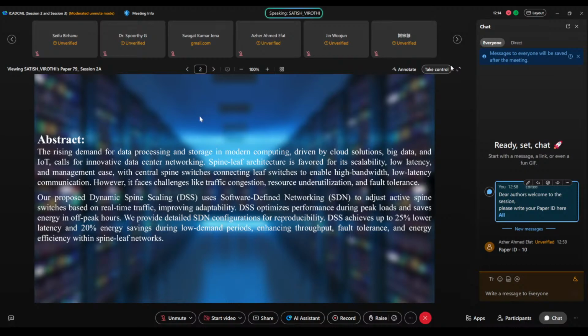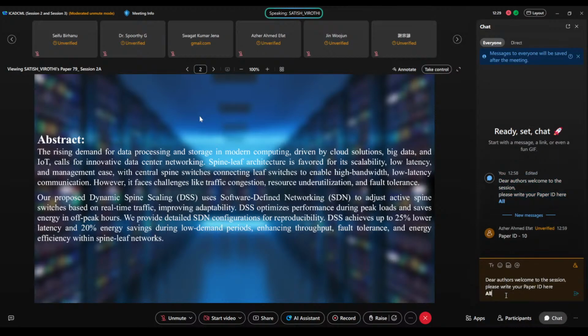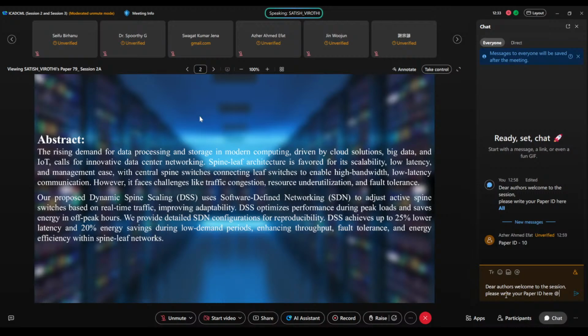And here is the abstract of our research. As we know, the demands for data processing and storage have been growing rapidly due to cloud solutions, big data, and IoT. This has driven the need for more efficient and scalable network designs. One of the most popular architectures for modern data centers is the spine leaf architecture. It is favored for its scalability, low latency, and ease of management.